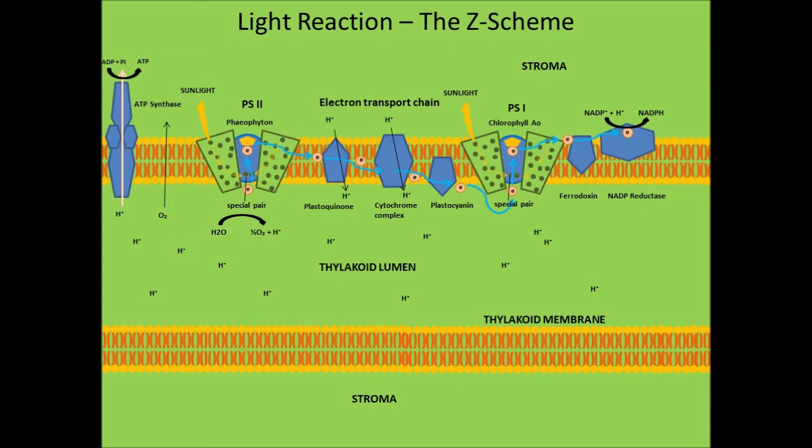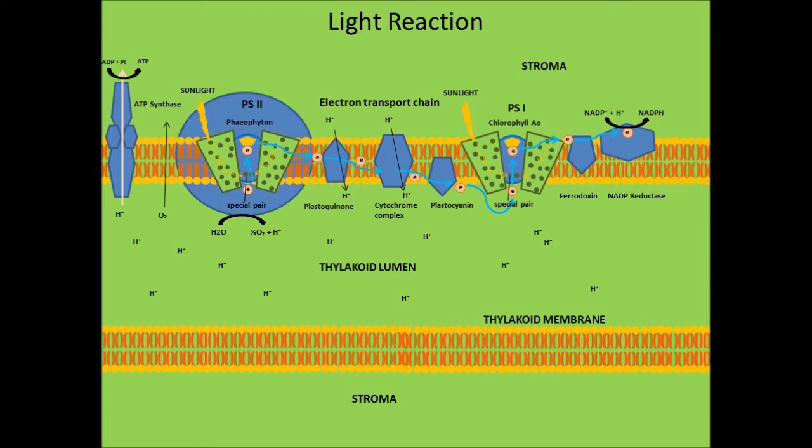It is called the Z scheme because the electron transport system shows a zigzagging scheme that takes the electrons through the chain as it vacillates between an excited and high energy state to a low energy state as it passes through the various protein pigment complexes.